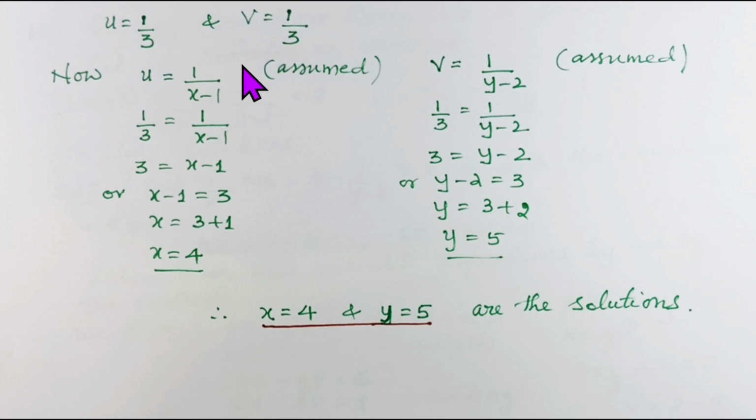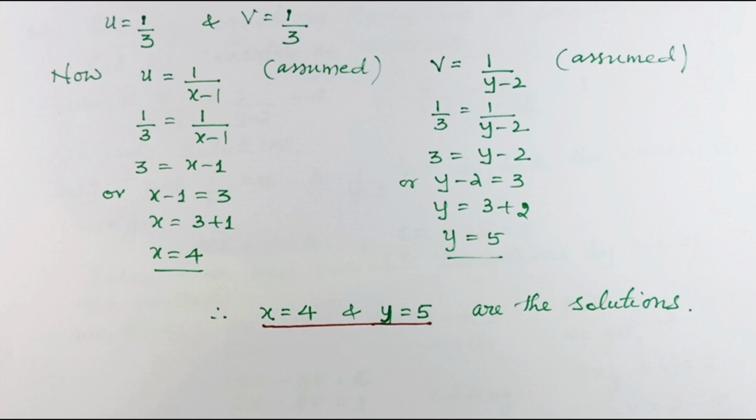We had replaced 1 by x minus 1 by u and 1 by y minus 2 as v. Taking those relations, u is equal to 1 by x minus 1, substitute the value of u, 1 upon 3, taking the reciprocal, we get 3 is equal to x minus 1, or solving, you get x is equal to 4. Again, in the same way, v is equal to 1 by y minus 2, that is 1 by 3 is equal to 1 by y minus 2, taking the reciprocals, we get 3 is equal to y minus 2, solving, we get y is equal to 5.